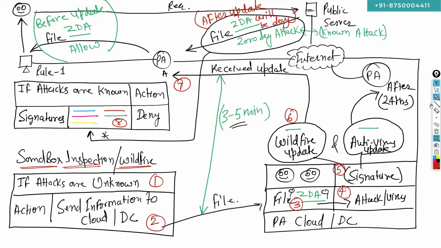So Palo Alto Firewall, or every firewall like Checkpoint or FortiGate, will not do anything with normal data. Only a file which contains an abnormal pattern, abnormal signature or abnormal behavior, which matches neither non-malicious traffic nor malicious traffic, only that traffic will be forwarded to Palo Alto Cloud or data center.